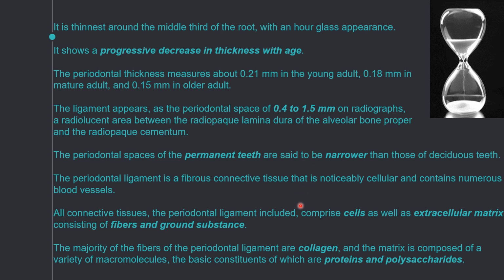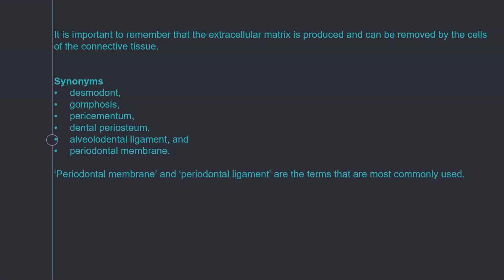Okay. So this periodontal ligament space in permanent teeth is a little bit narrower when compared to that of the deciduous teeth. Okay. And this fibrous connective tissue is cellular and it contains numerous blood vessels as well. So I told you the periodontal ligament comprises cells and the extracellular matrix. This extracellular matrix is a jelly-like substance. In this, you will have the principal fibers like the collagen fibers, and the ground substance is mainly made up of proteins, polysaccharides, proteoglycans, etc. Okay. The main cells are the fibroblasts.